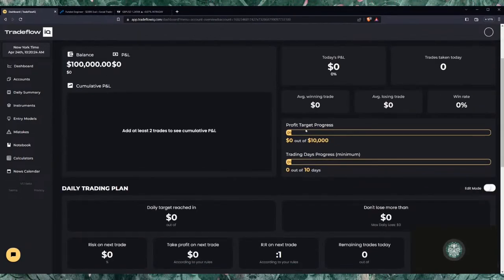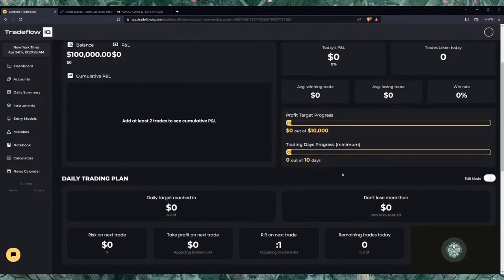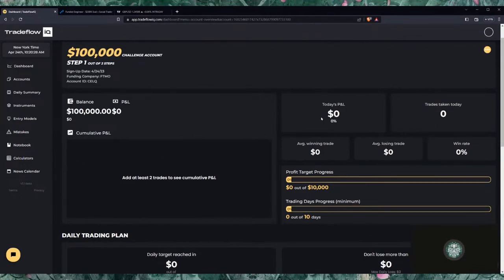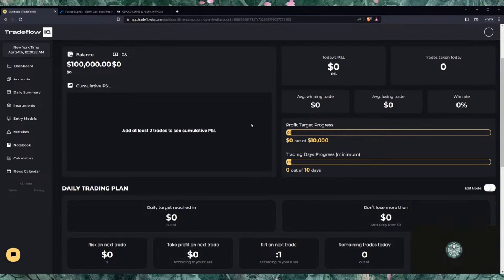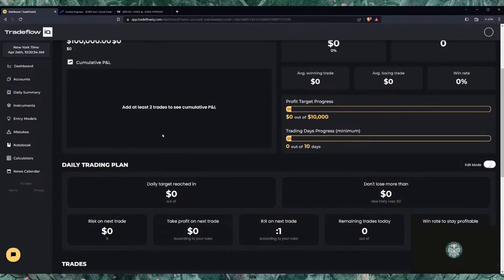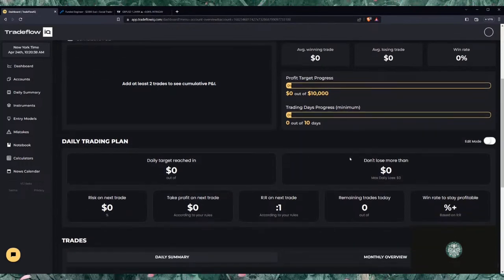Now that we have this, we should be able to set up a daily trading plan. We see today's P&L and how many trades I've taken. It's pretty standard. We have to add at least two trades to see the cumulative P&L. Let's walk through the daily trading plan real quick.